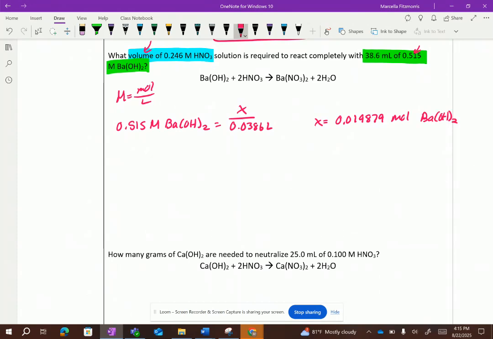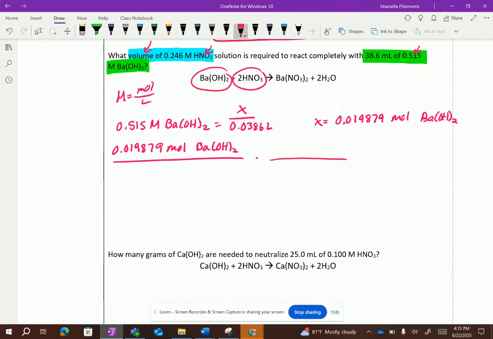Now that I've got moles, I can use my equation to go from moles of one substance to moles of the different substance. So I've got BaOH2, and I want to go to HNO3. So we're going to use the equation to say that for every 1 mole of BaOH2 that I have, I'm going to need 2 moles of HNO3, which causes me to need 0.039758 moles of this HNO3.